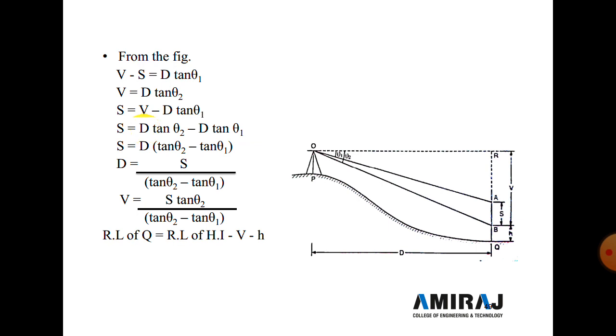Now we take D common. So S is equal to D times tan theta 2 minus tan theta 1. Now horizontal distance D is equal to S divided by tan theta 2 minus tan theta 1. Now put this value of D, S divided by tan theta 2 minus tan theta 1, in the above equation, V is equal to D tan theta 2. So V is equal to S tan theta 2 divided by tan theta 2 minus tan theta 1. So this is the vertical distance V.